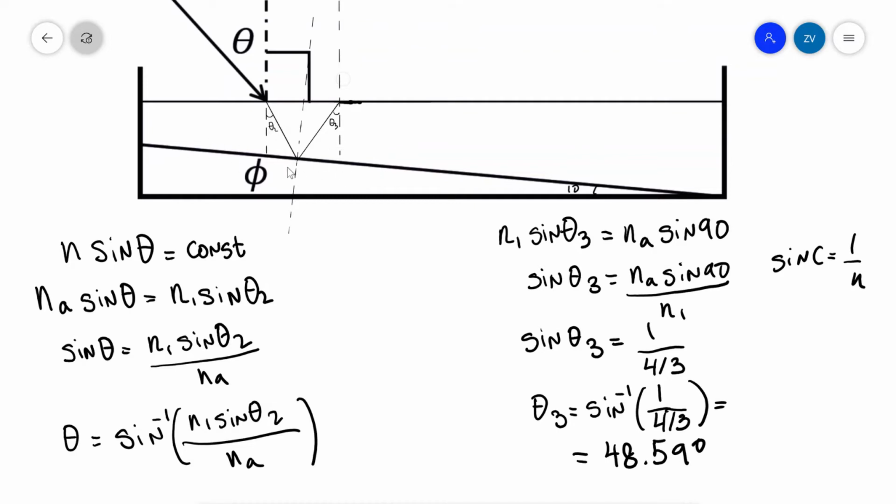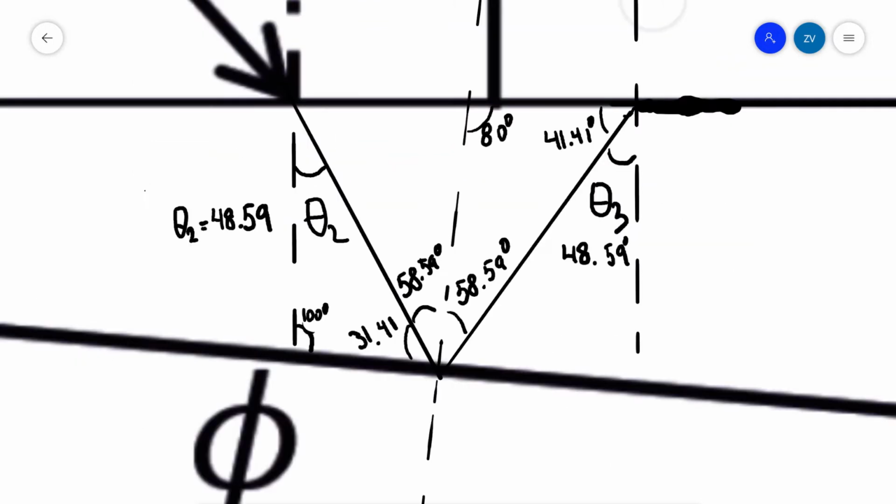Now that we know that theta 3 is 48.59, let me talk you through how to find theta 2. There may be an easier way which I've not spotted. If that's the case, please let me know.